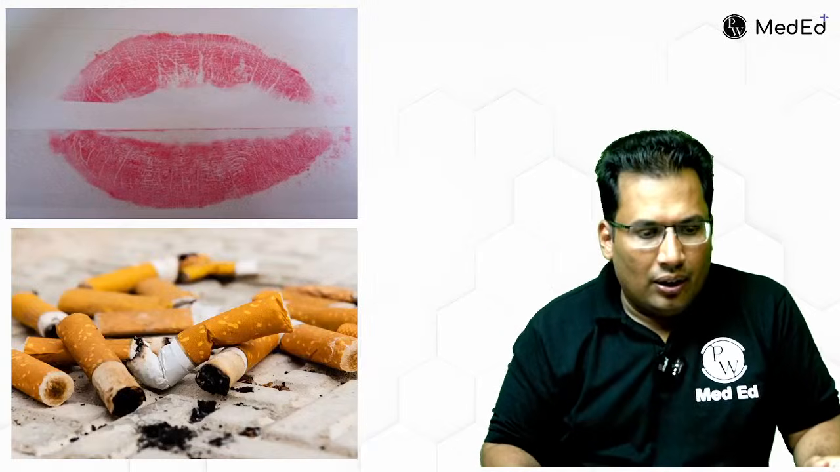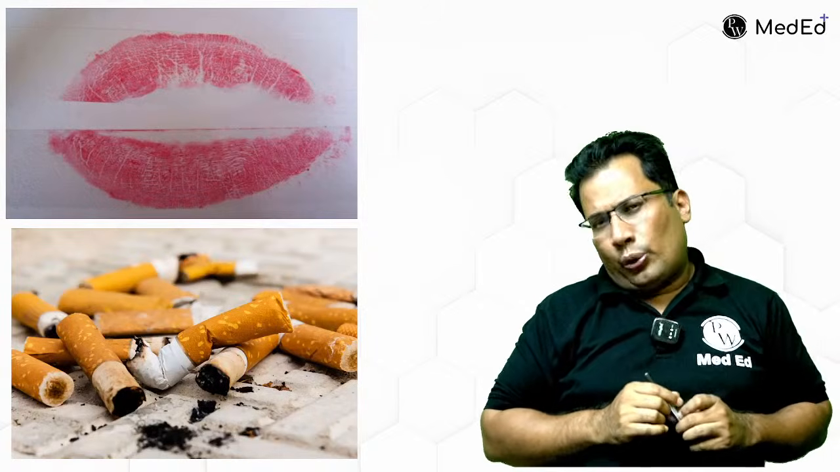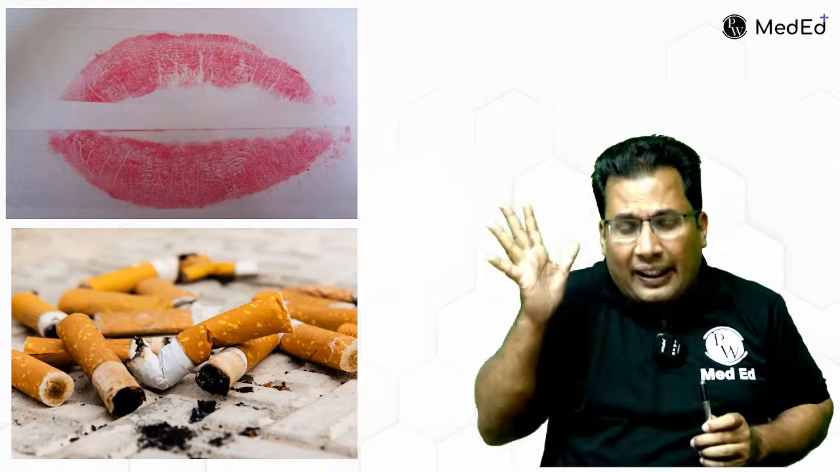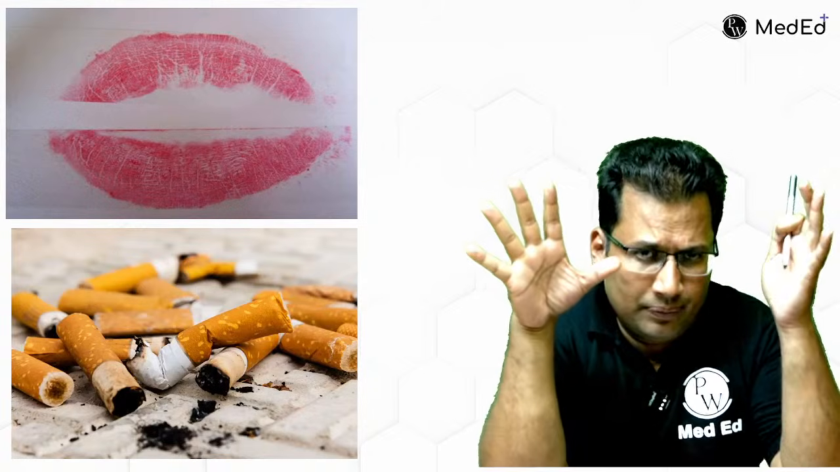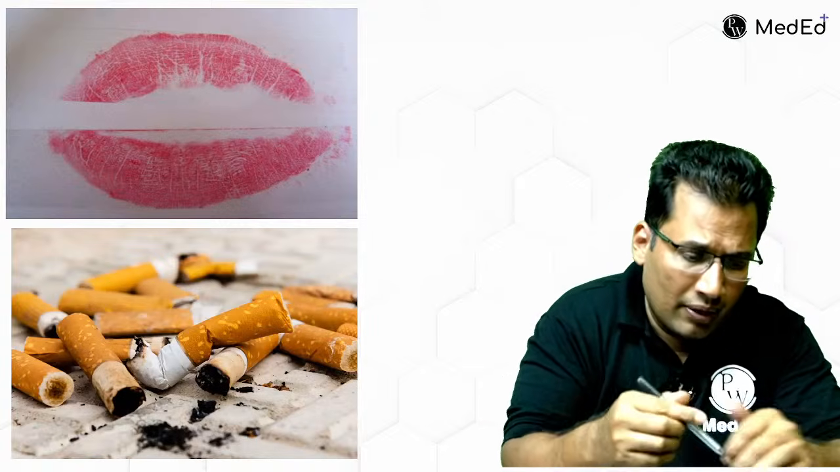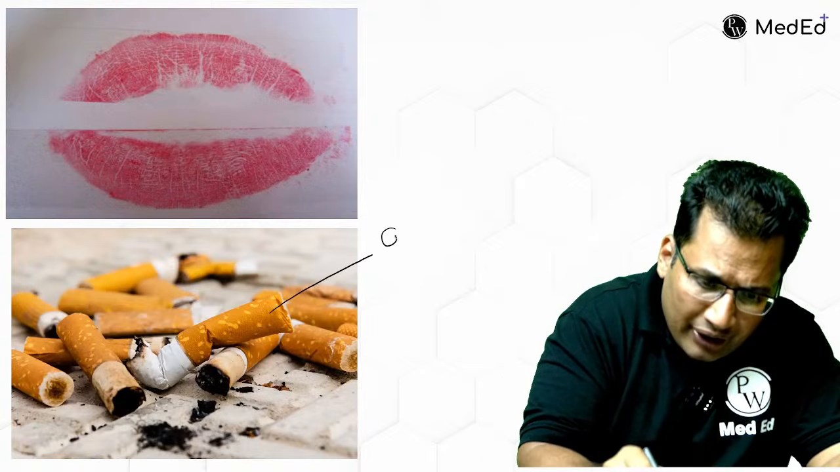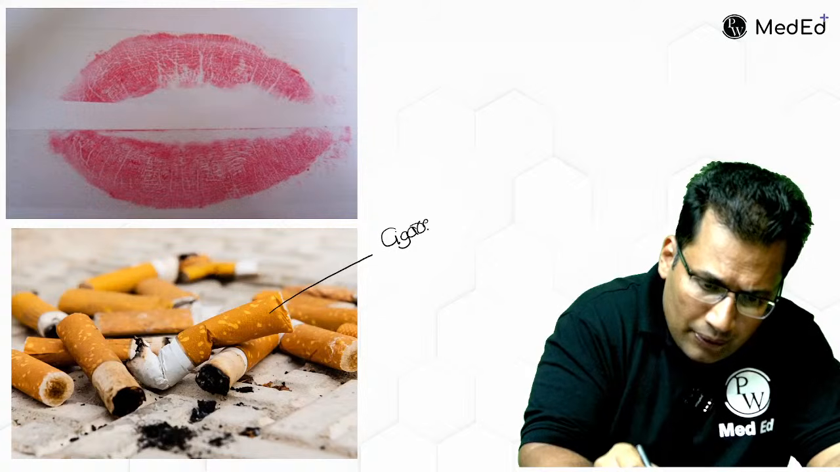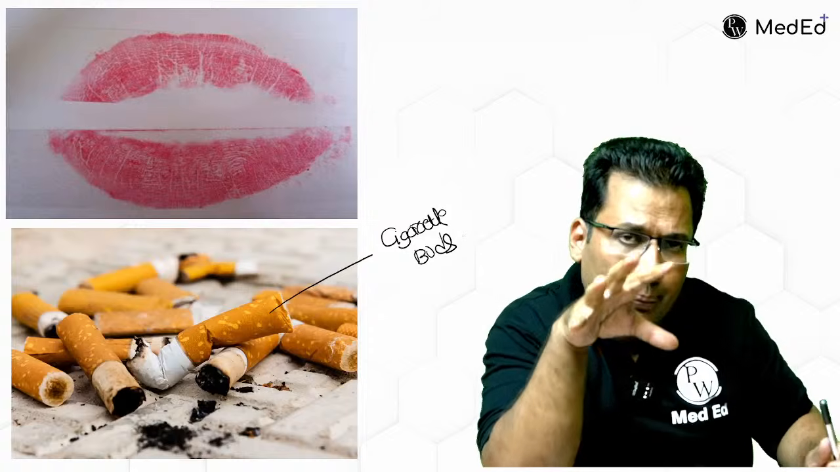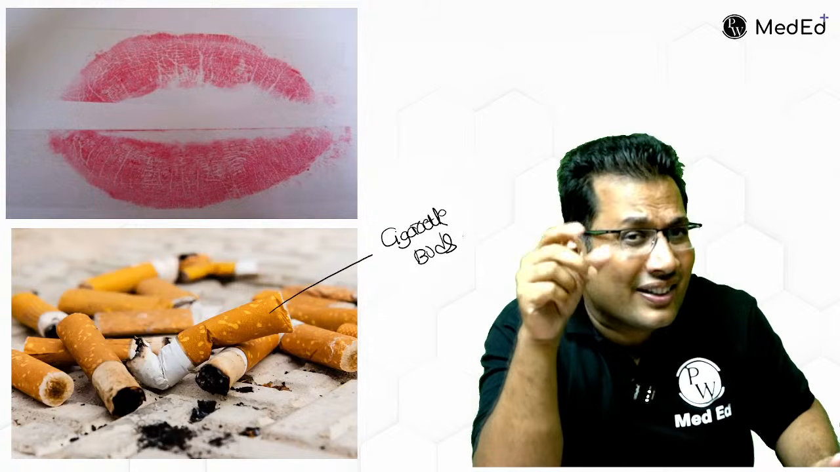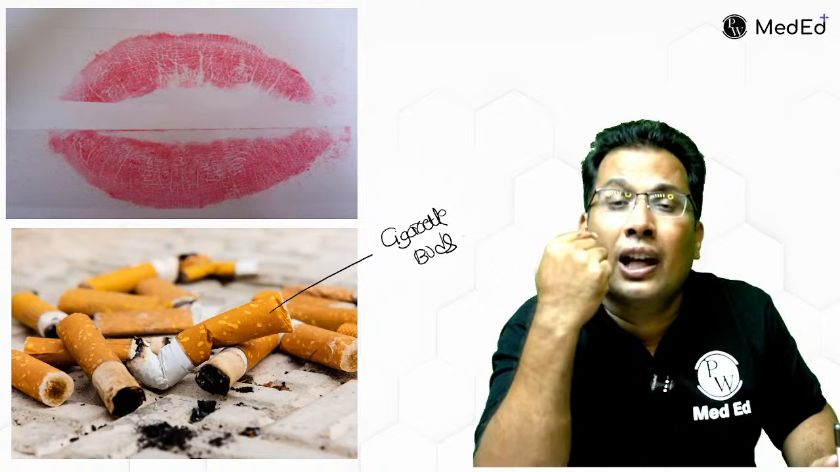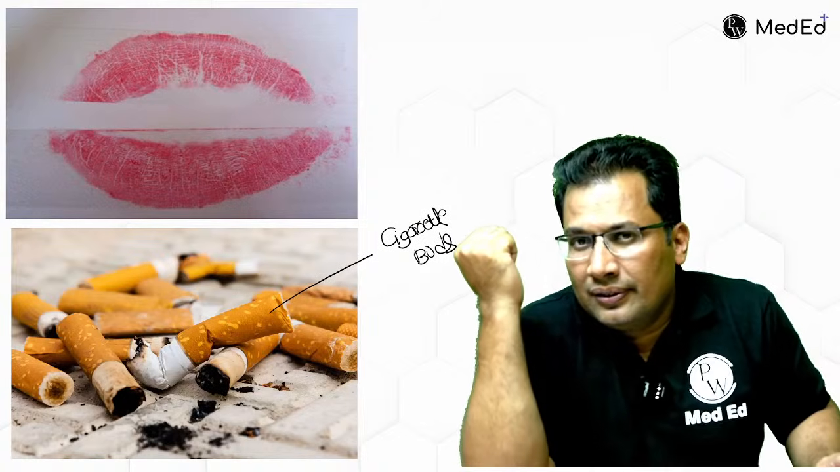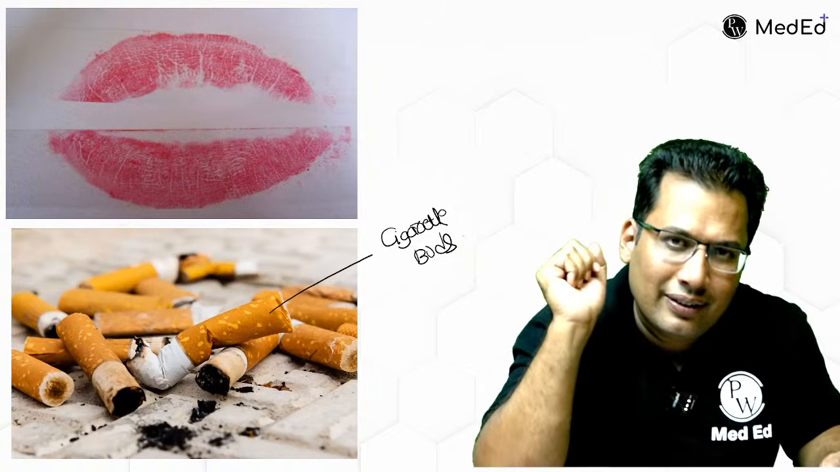Okay. Now look at this. This is one more very interesting question related to theory of identification. Here is a case of murder. In murder, there are some cigarette butts. Over the cigarette butt, lip prints are there. Is it possible to identify the person with the help of lip print? Is it possible? Yes or no?